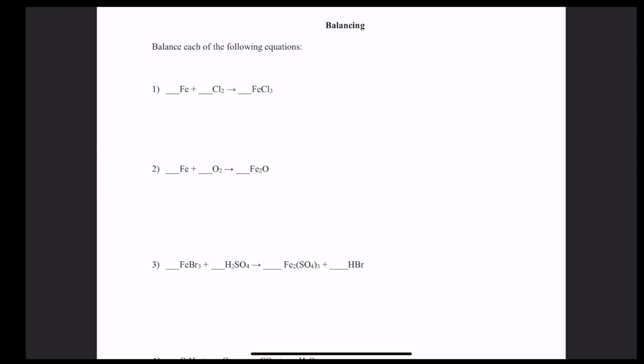So the first part is to look at the more complicated atom. What do I mean by that? It's by looking at the subscript number of the atom. So do you see how iron, Fe, only has a subscript of 1, but Cl, chloride, has 2 and 3? That means I'm going to balance those complicated ones first.